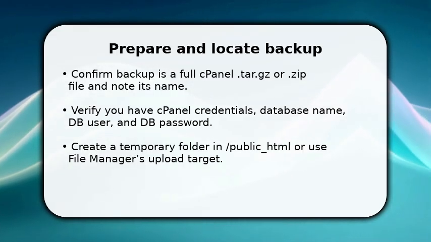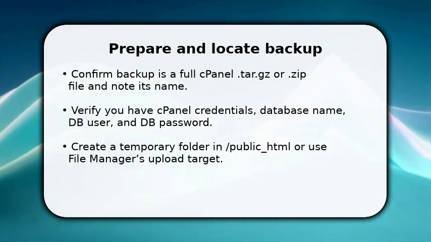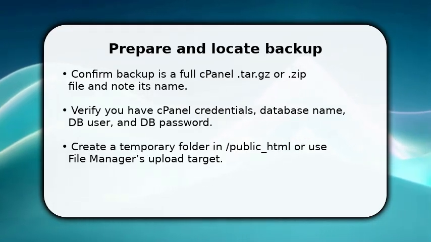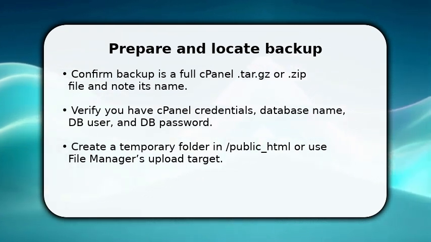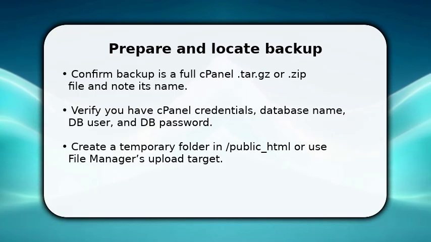Once uploaded, use Extract to inspect the archive contents, identify public HTML, home, and any SQL dump files. Make sure you know the database name and DB user referenced, because you'll need them next for import and replacement. Once files are extracted, check public HTML for wp-config.php to confirm site path and DB settings.